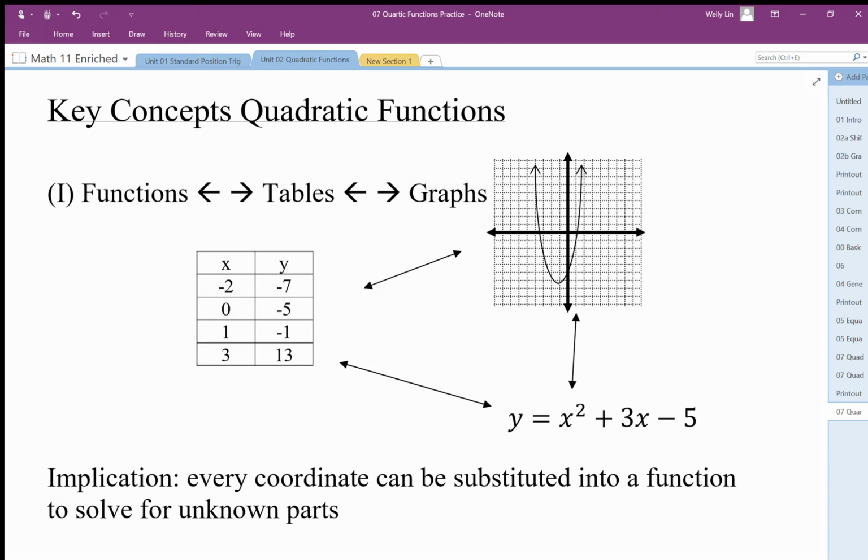So some of the key concepts with quadratic functions: this idea, and this is with any functions, that the graph, the function equation, and the table are all interconnected. And if we have some points on the table, we can often get an idea what this parabola is going to look like, and we can algebraically solve for the function equation.